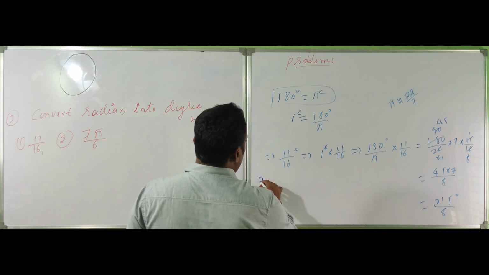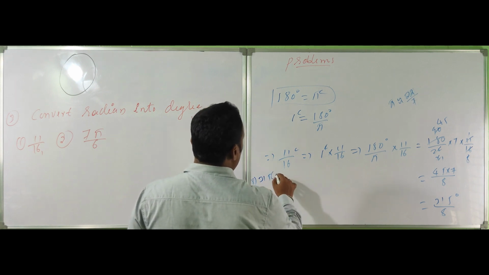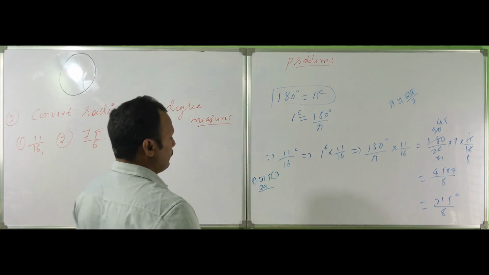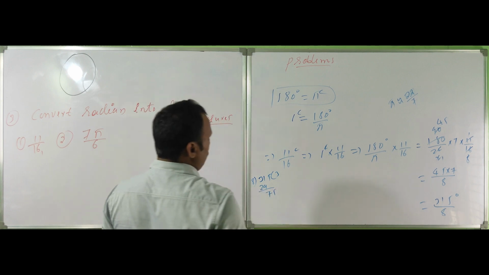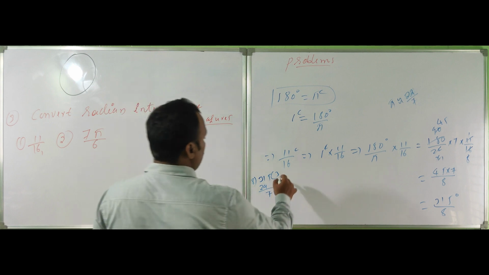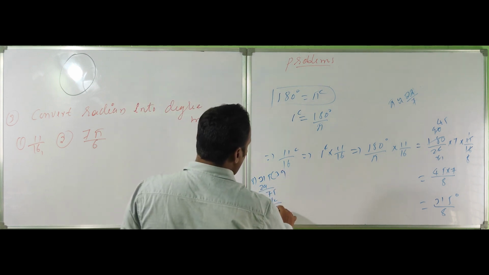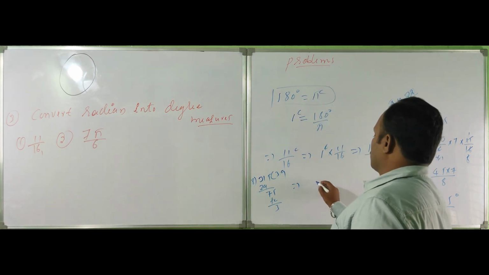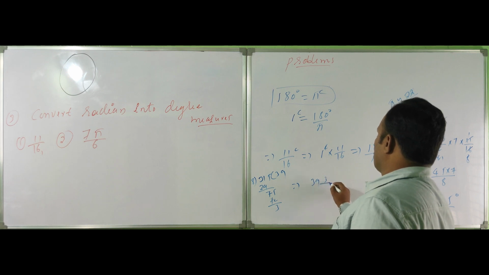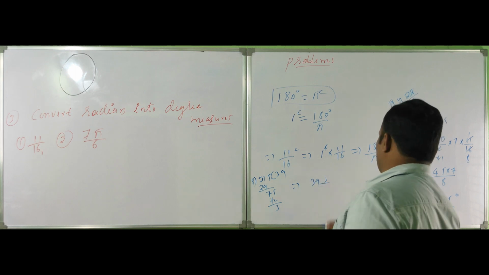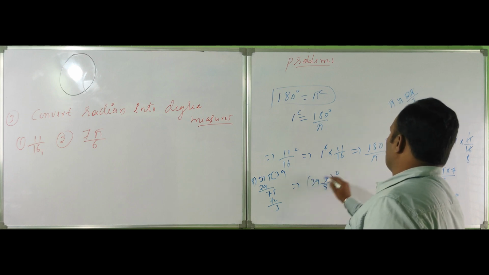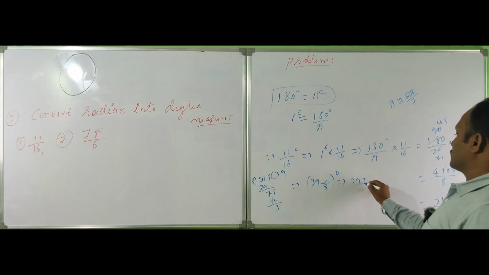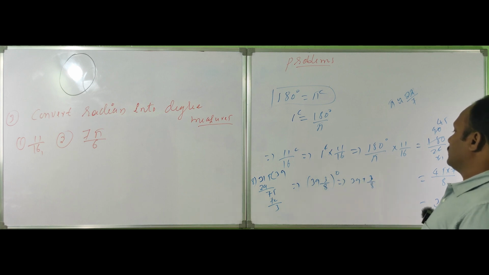Okay, this becomes 315 by 8. This becomes 324, remaining is 75. So 8 nines are 72, remainder is 3. So this becomes 39 and 3 by 8 degree. Okay sir, how can I expand this? 39 plus 3 by 8 degree.